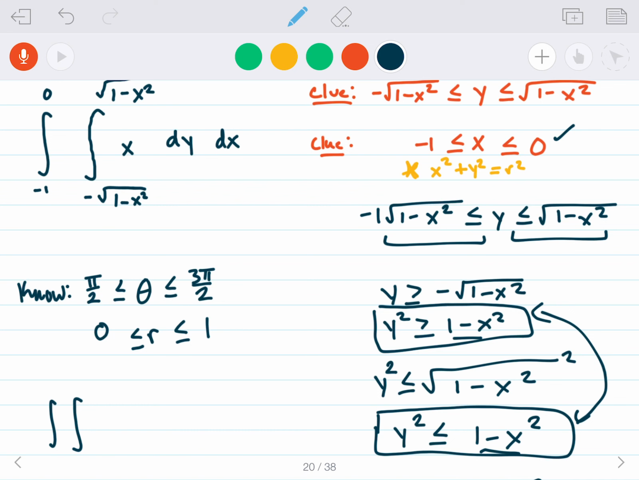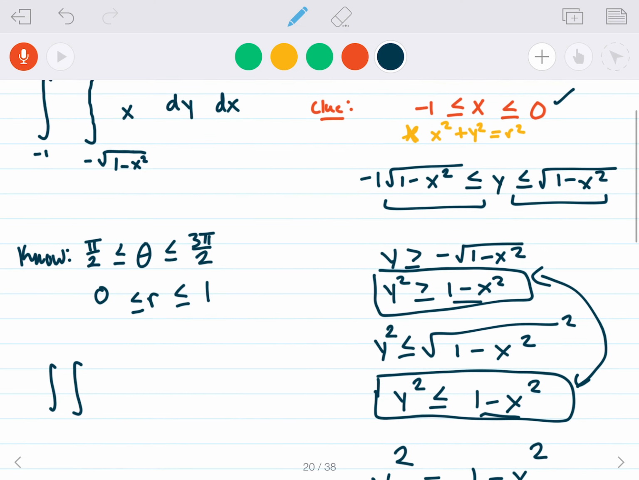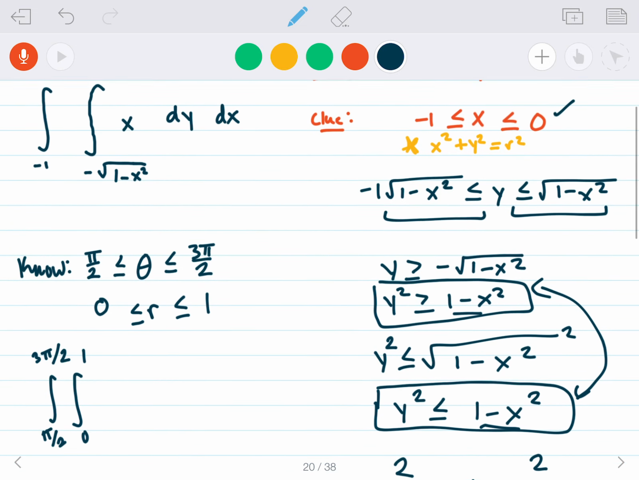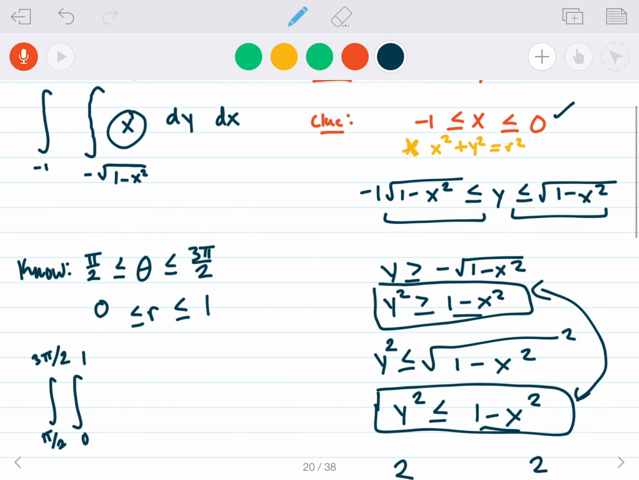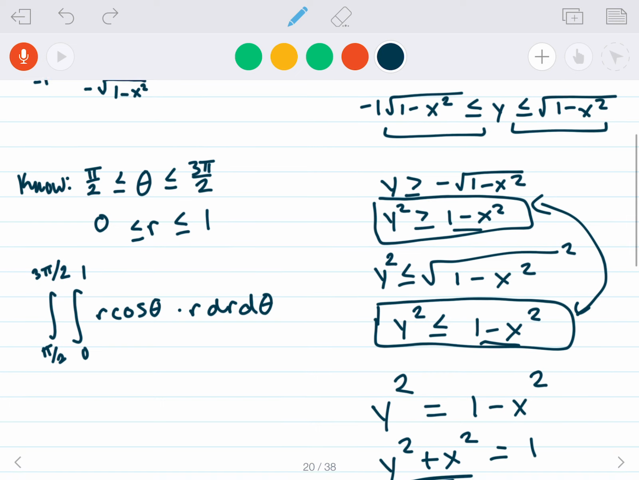So theta goes from pi over 2 to 3 pi over 2. r is going from 0 to 1. This x right here is going to turn into r cosine theta, and this dy dx is going to turn into r dr d theta. Alright, that's this dy dx. So let's go ahead and figure out what this is.